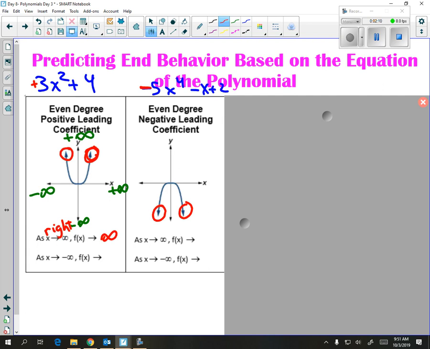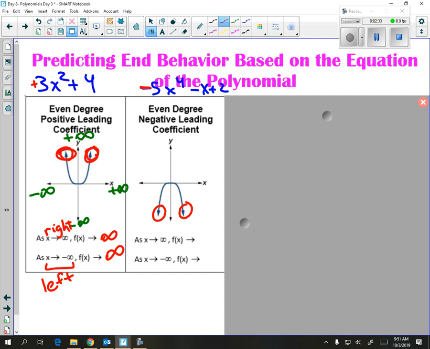Doesn't make a difference. The next one, as x goes to negative infinity, negative x values are on the left. So you're going to say, on the left of my graph, over here, my graph's still going up. So I'm going to put f of x goes to infinity.